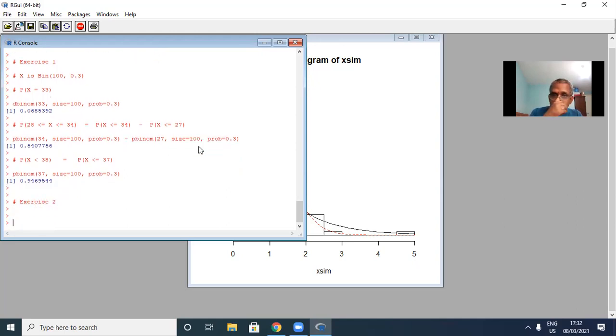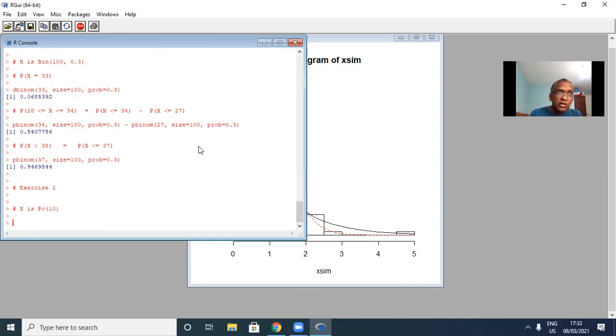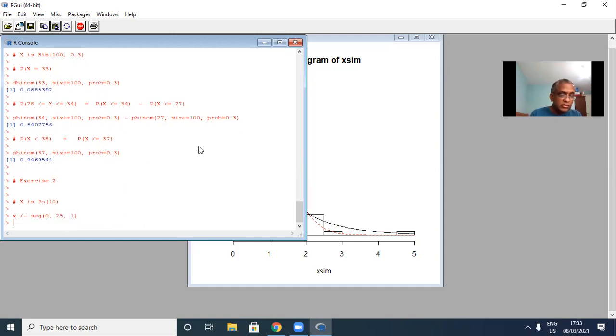which is exercise 2. The first part of exercise 2 is you have a Poisson variable with parameter 10, and we are asked to plot the PMF over the range from 0 to 25. So let X be the sequence from 0 to 25 in steps of 1.